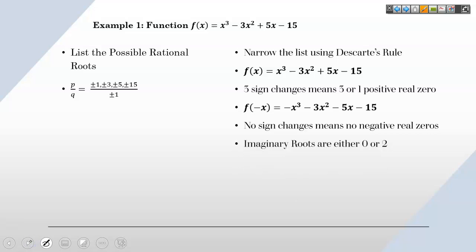Knowing it has to sum to 3, if I have 3 positive, that means I have no negative, no imaginary. If I have 1 positive, then I have to have 2 imaginary. That's what it tells me about my solutions. Descartes' rule gives me a technique to determine the solutions.